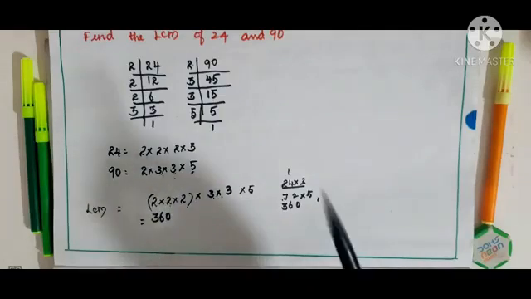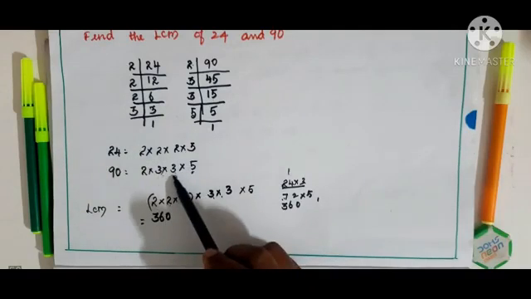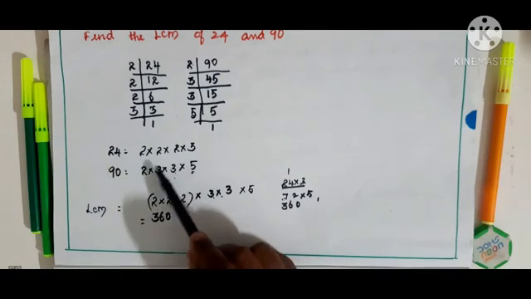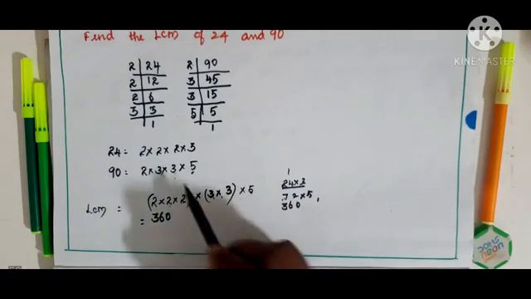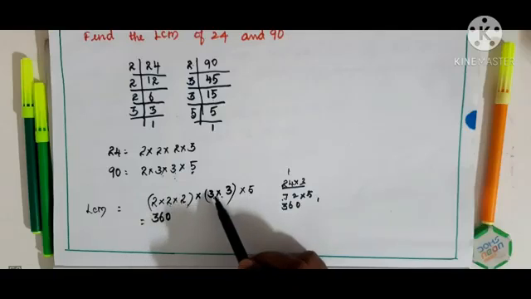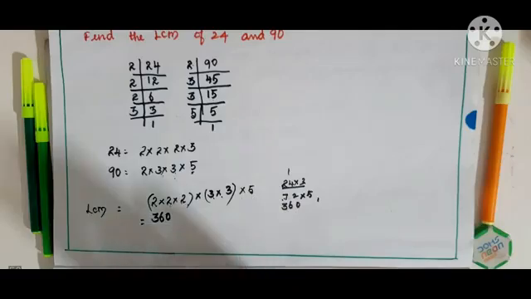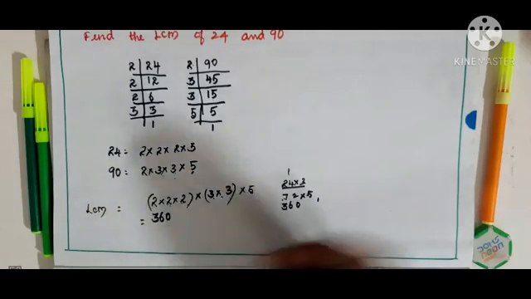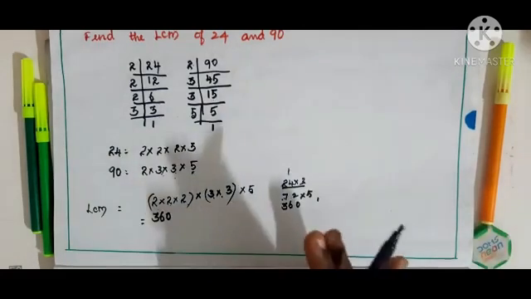Next factor is 3. You can see the factor 3 here only once and here it is twice. So you take that it occurs 2 times: 3 into 3. Then into 5. So 2 2s are 4, 4 2s are 8. 8 3s are 24. 24 into 3 is 72. 72 into 5 is 360. So the LCM is 360. So is it clear how to do LCM?